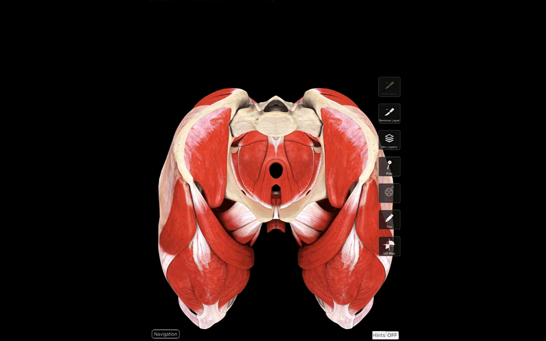It doesn't really show up well, but it's right here on this diagram. That is the piriformis.